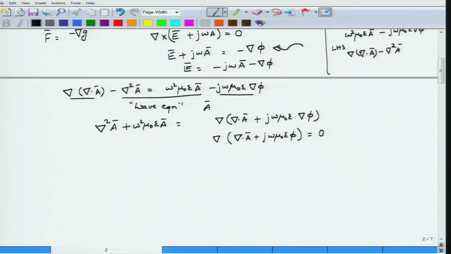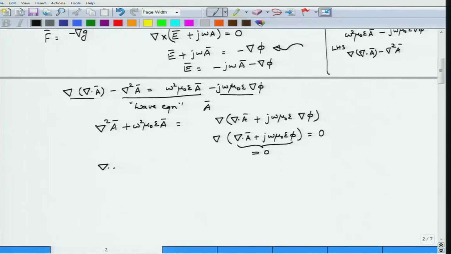I can do this because gradient is independent of omega, mu 0 and epsilon. I am of course assuming that epsilon itself is a constant, which is valid for air or for any other medium in which epsilon is constant. So, this is a homogeneous medium that we are considering. We are of course also considering the medium to be isotropic, constant and time invariant as well. So, I have gradient of some quantity equal to 0. The way I can make this equal to 0 is to set this quantity equal to 0.